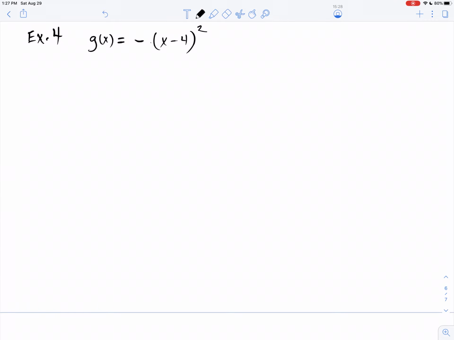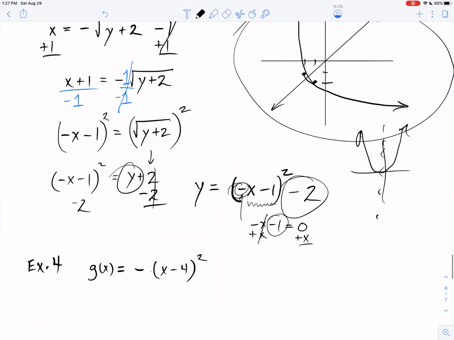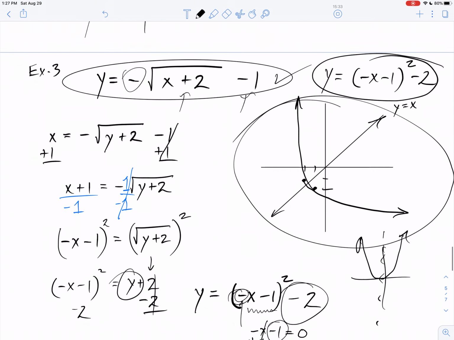Oh, and you know what? I forgot to do this. Oops, let me go back before I go any farther. We had to restrict this thing, right? We had to restrict this dude so that it would be a mirror image. So this would be x is anything less than or equal to -1.